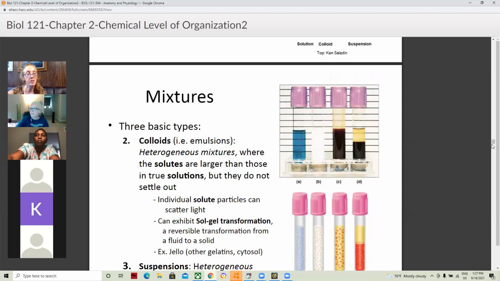We have colloids that are heterogeneous, so they're not equally mixed completely. Colloids are also called emulsions, where the solutes are larger than those in true solutions. However, they won't settle to the bottom of the tube.